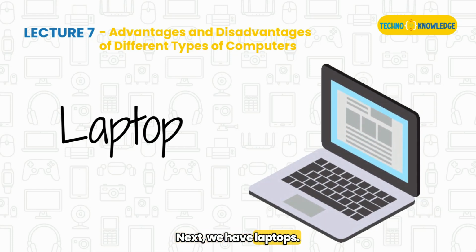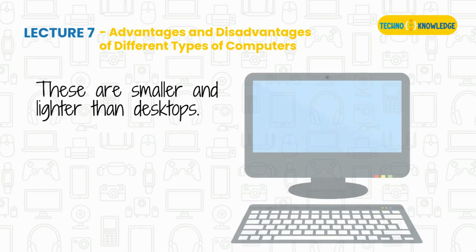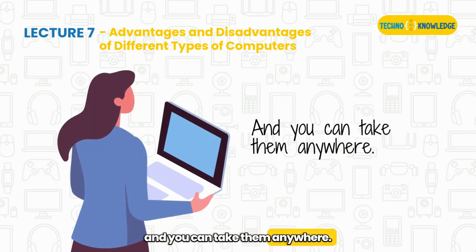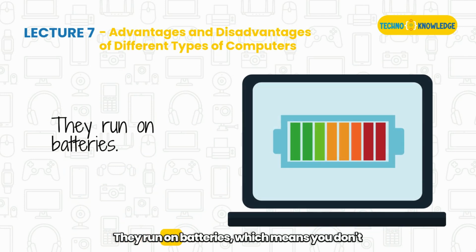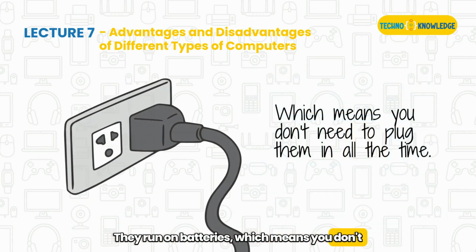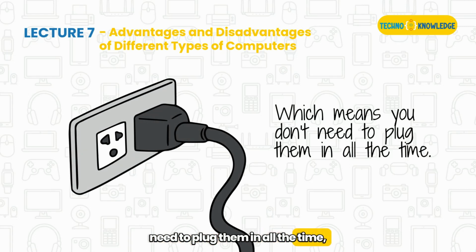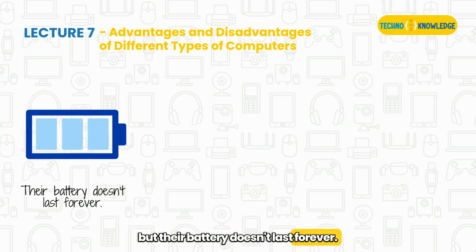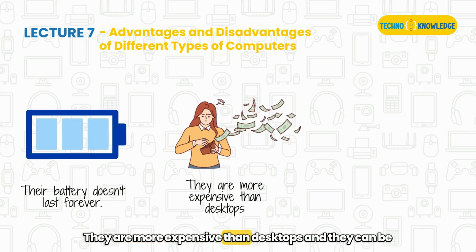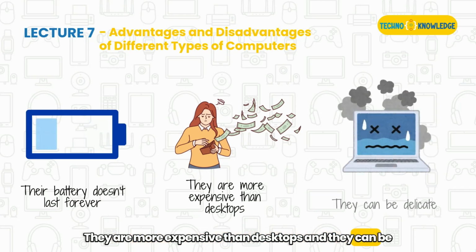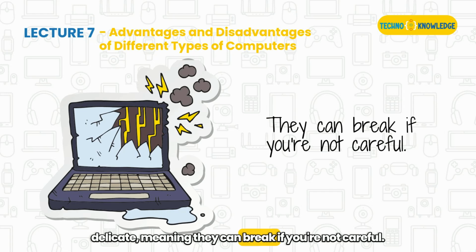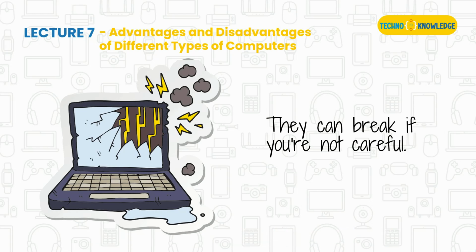Next, we have laptops. These are smaller and lighter than desktops, and you can take them anywhere. They run on batteries, which means you don't need to plug them in all the time. But their battery doesn't last forever. They are more expensive than desktops, and they can be delicate, meaning they can break if you're not careful.